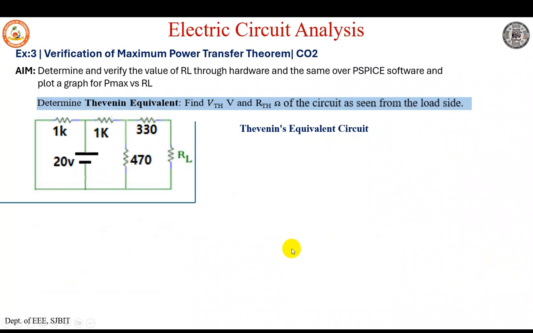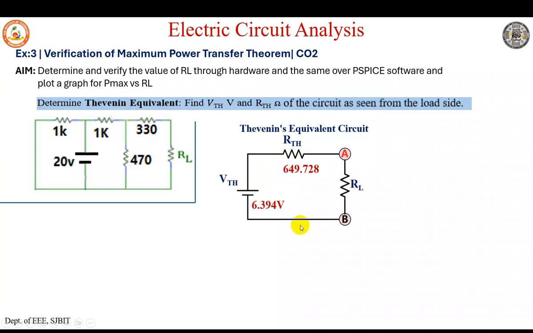Now with the help of Thevenin equivalent circuit, let us find the maximum power that has been transferred to the load. So in the Thevenin equivalent circuit, we have the open circuit voltage source in series with the Thevenin resistance, and across them the load is connected in series. This is similar to your practical voltage source.